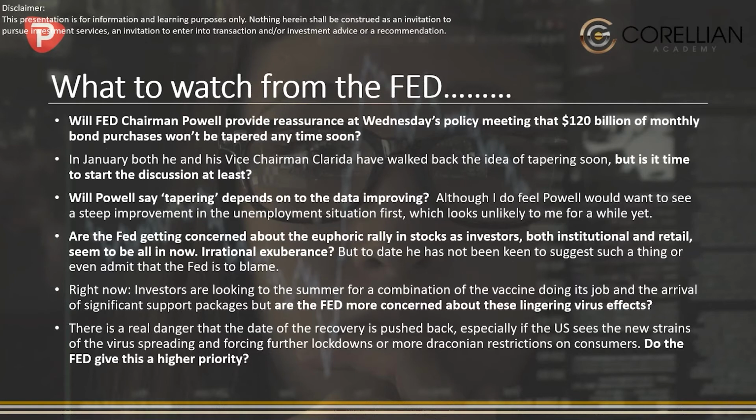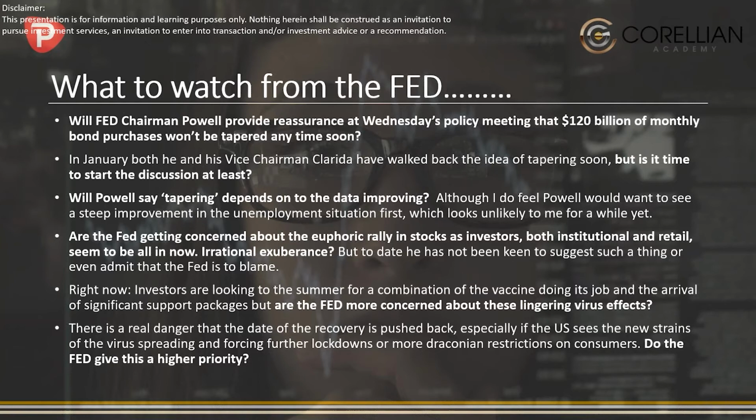So right now, investors are looking to the summer for a combination of the vaccine doing its job and the arrival of significant support packages. But will the Fed concentrate on that, like the markets are, or are they dealing with the now and we need to get through this virus before they make any changes? And I think that's probably the line they may take. I think they will want to see more.